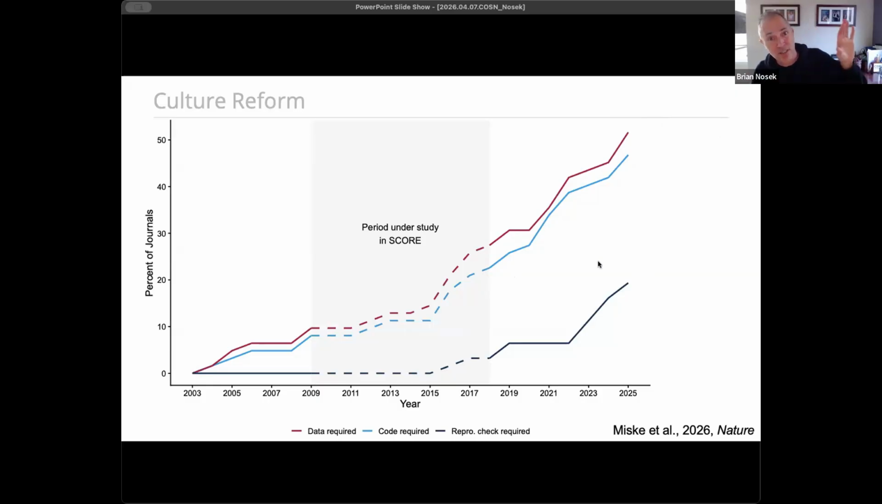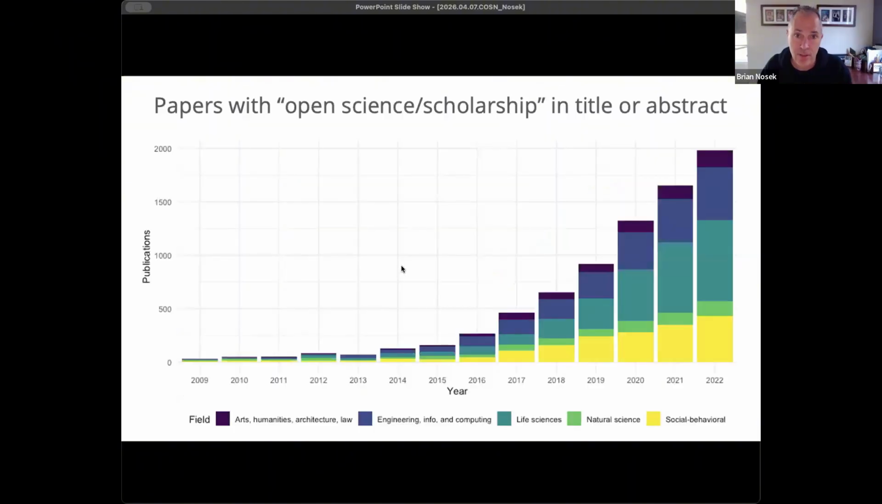So even though we saw very challenging evidence from SCORE about reproducibility, that just half of the findings were precisely reproducible, we can anticipate that today things might be a lot better if data and code sharing in fact causes an increase in reproducibility. So that's a positive development. This trend of increasing adoption of open science practices occurs everywhere that we look. So here is just an example of papers that are mentioning open science and open scholarship in the title or abstract. I stopped at 2022.